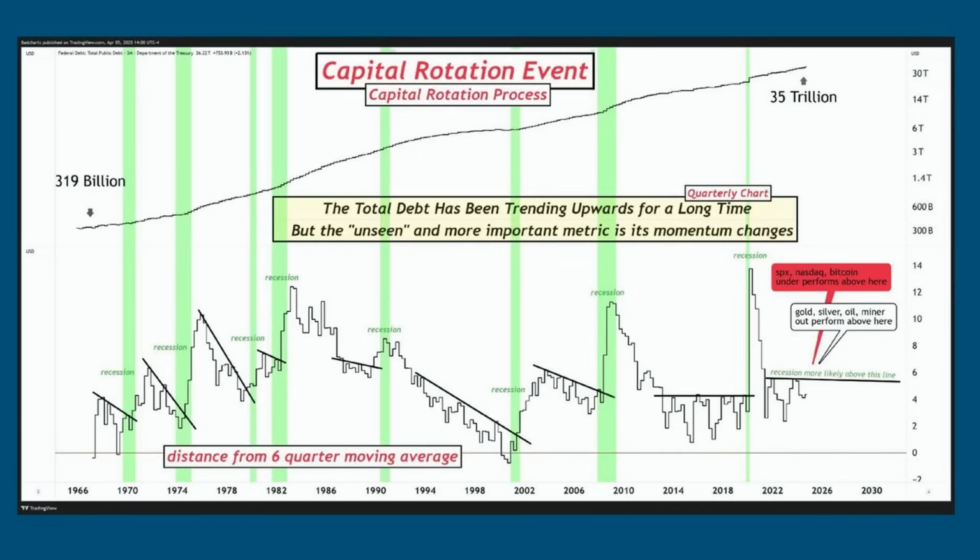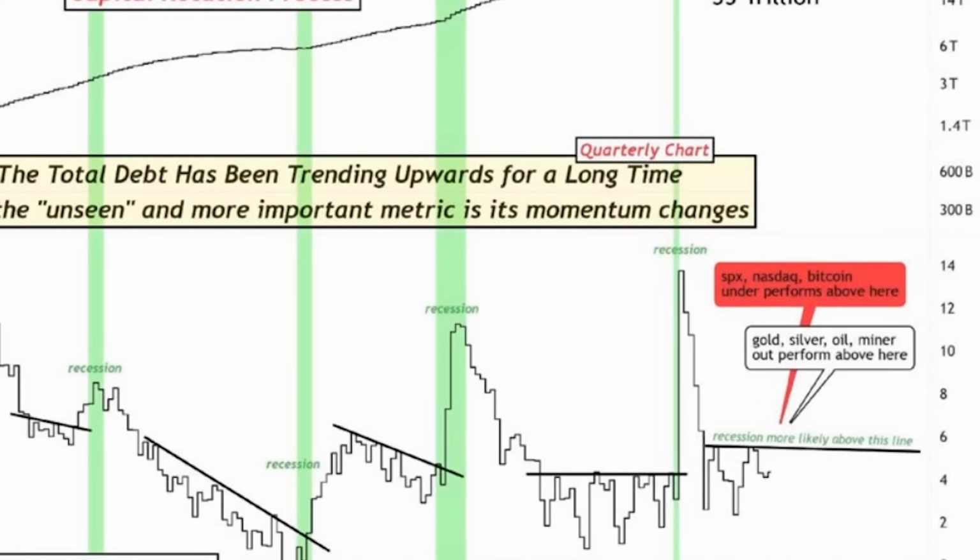But now we're flat. And if that line there where I wrote recession is more likely above this line, and then I have gold, silver, oil, miners outperform above that line, and I have SPX, NASDAQ, Bitcoin underperform above here, well, the evidence has shown me this is the logical roadmap. As soon as we start closing above that line and the government starts taking on more debt, it's more evidence that the CRE is upon us and we're in a gold and silver bull era.